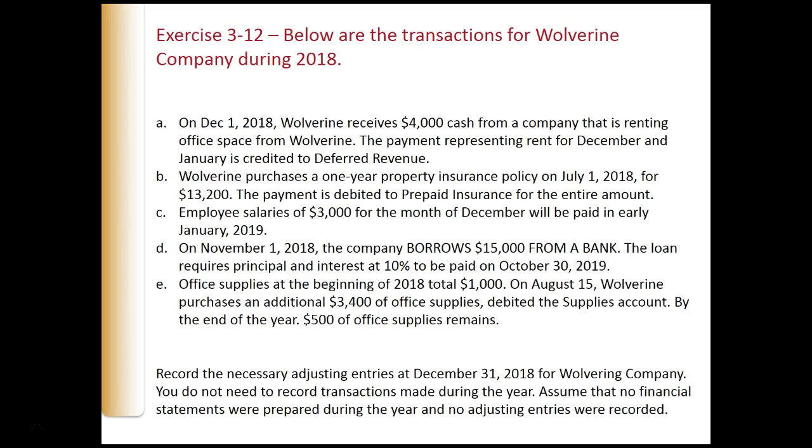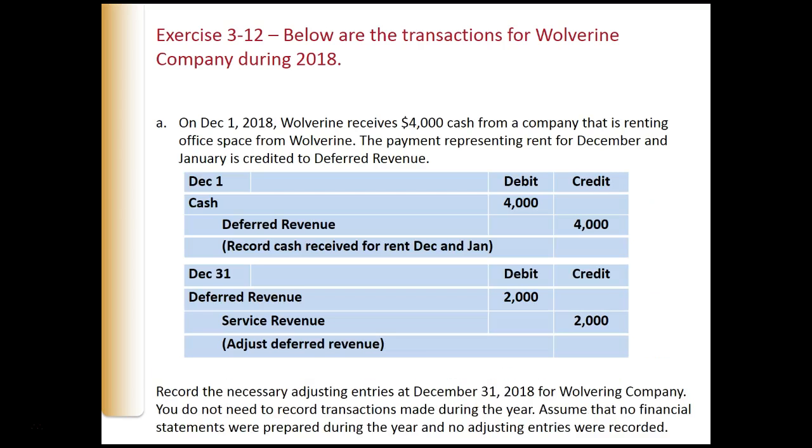Let's look at exercise problem 312. Now, we've got some transactions here, and we're going to record the adjusting entries, and then from there go through the process of the various transactions. So, on December 1st, 2018, Wolverine receives $4,000 cash from a company that's renting office space from Wolverine. The payment representing rent for December and January gets credited to deferred revenues.